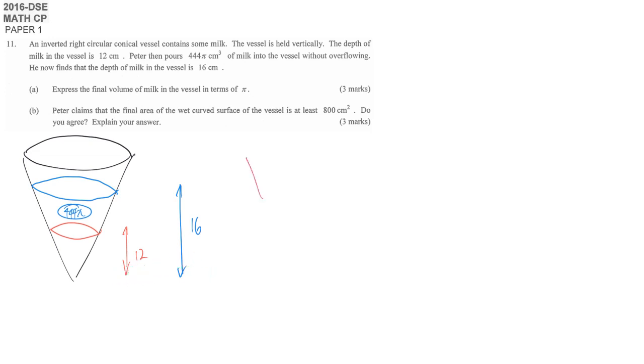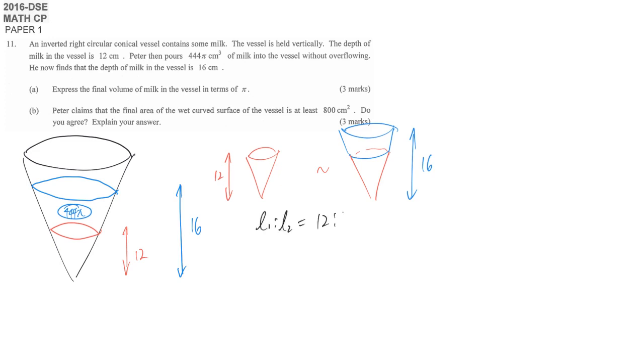So the original milk is similar to the original milk together with the extra. And then we have their length ratio, which is 12 and another part is 16. Then we can write down L1 to L2 is equal to 12 to 16. Simplify it, both divided by 4, we get 3 to 4. This is L1 to L2.